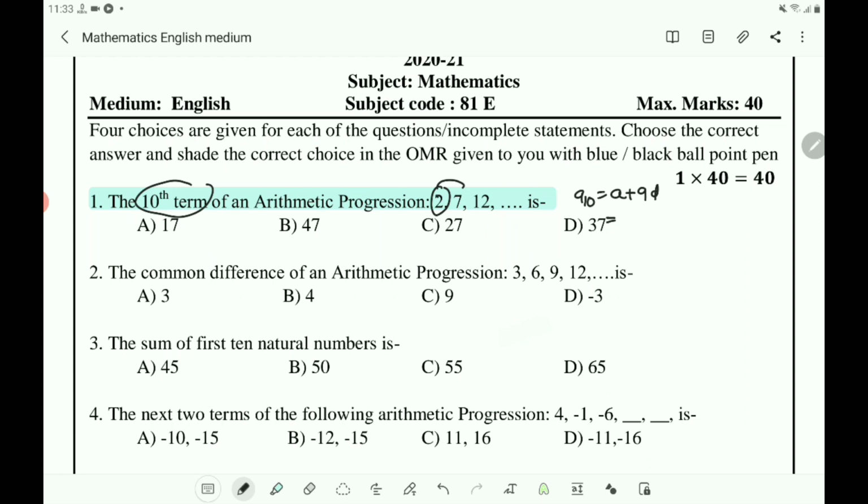Here a is 2. 2 plus 9 into d, and d is 7 minus 2, 5. So you will get 2 plus 9 fives are 45. 45 plus 2, 47. Then what is the answer? Option B is the answer. Note down the answer, option B.